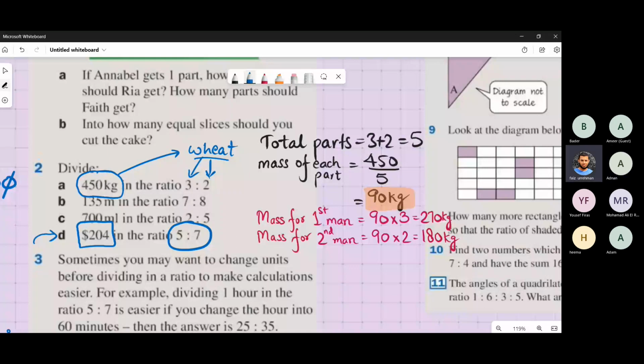Who is still confused about how I solved this? Mister, I think your screen is frozen. No, because I'm not moving it. It's not frozen. So I'm still solving it.